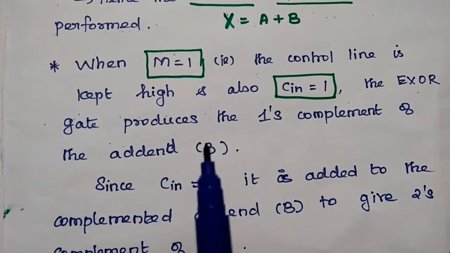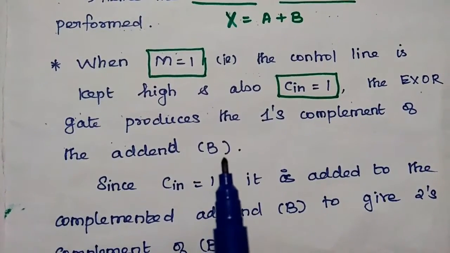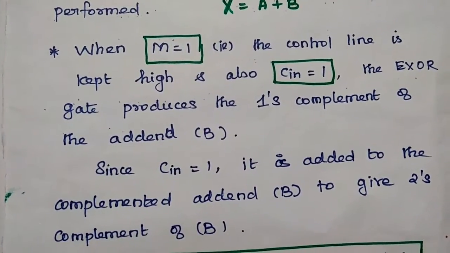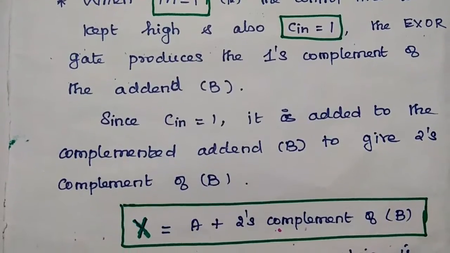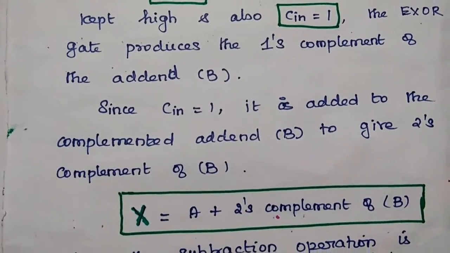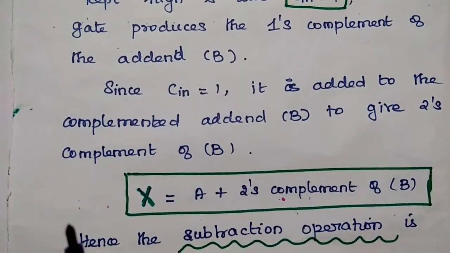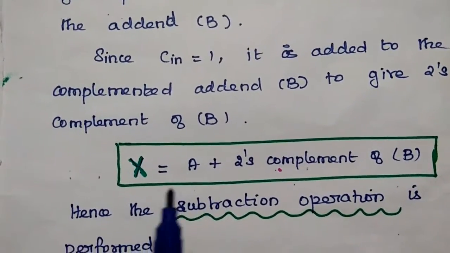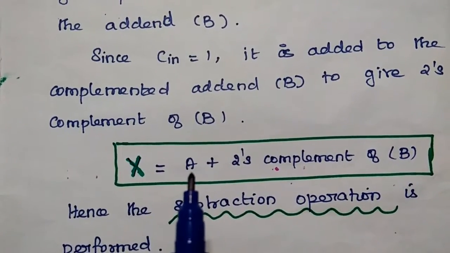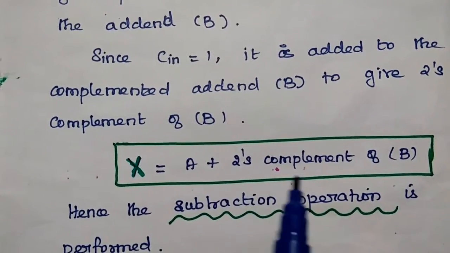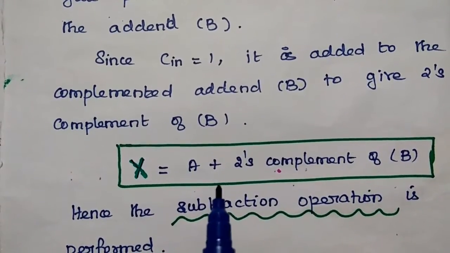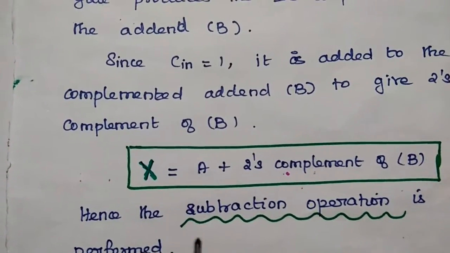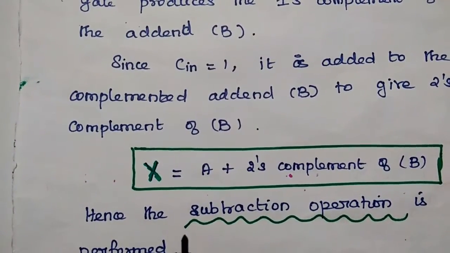Then the XOR gate produces the ones complement of the B input. Since Cin is equal to 1, it is added to the complemented addend B value to give the 2's complement of B. Therefore, we can get the subtraction output at the end. So, X is equal to A, that is the first input, plus 2's complement of B. It represents the subtraction operation using 2's complement. So, this is the operation of adder and subtractor circuit.